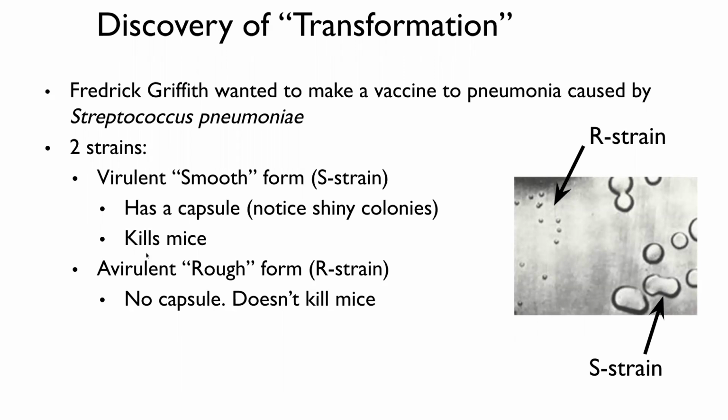And there's a second strain of this, which we call the avirulent or the rough form, or the R strain. Avirulent is obviously the opposite of virulent, meaning this one does not cause disease. And you can see what this R strain looks like relative to the S strain. I hope it's pretty clear that this one has a capsule, this one does not. And if you infect a mouse with this R strain, it doesn't kill the mouse. So this is the backdrop by which Griffith did his work.